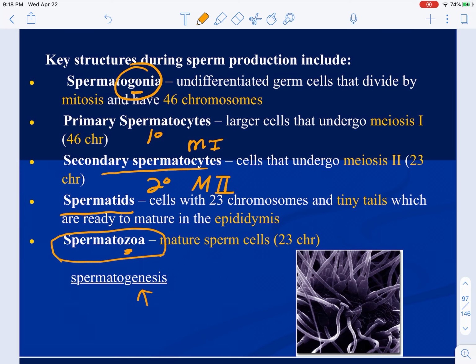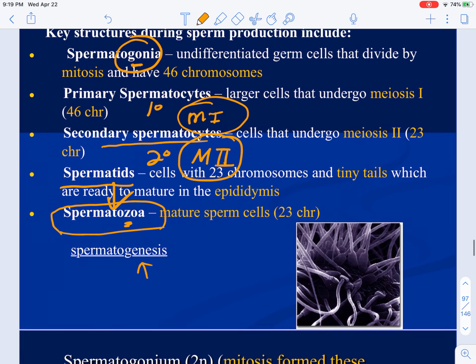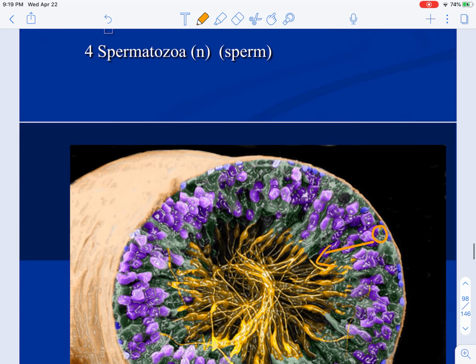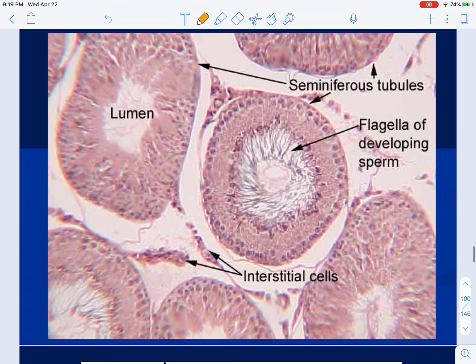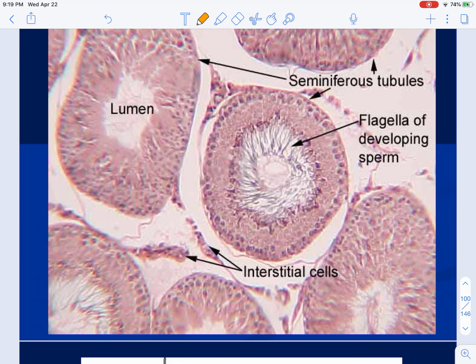So you can check out this link and check that over again. But again, it is a spermatogonia that turns into a primary spermatocyte that goes into meiosis 1. A secondary spermatocyte then goes into meiosis 2. A spermatid grows a tail and becomes a spermatozoa. So spermatozoa would be these yellow guys here. Okay, so that's the sequence of events.